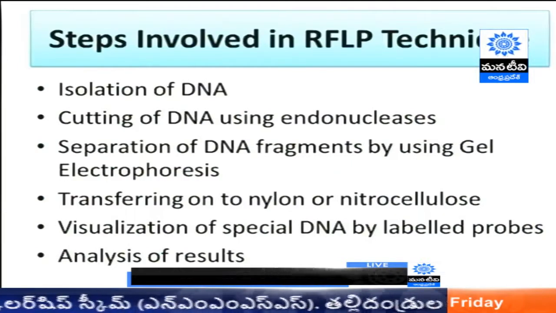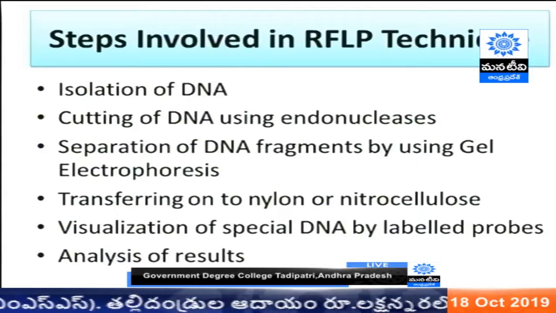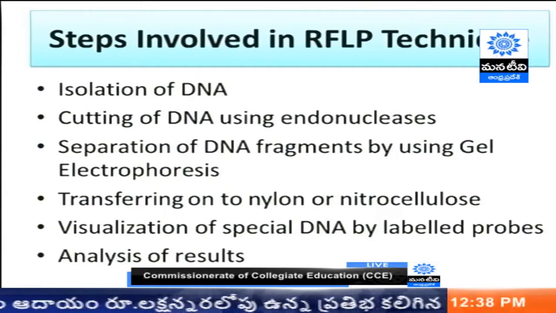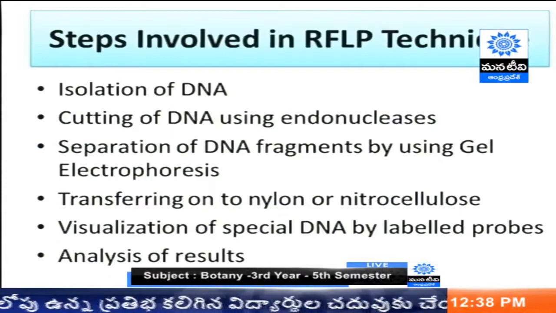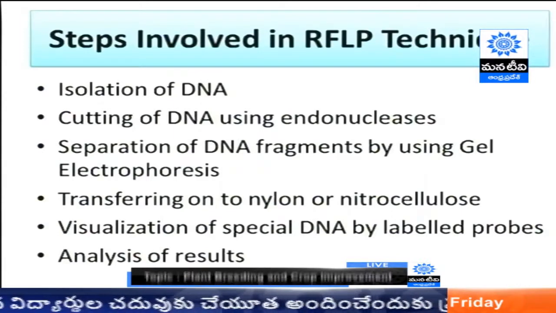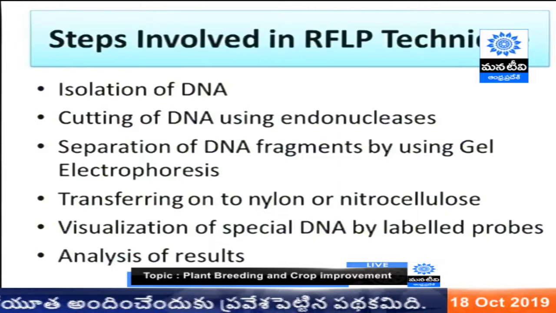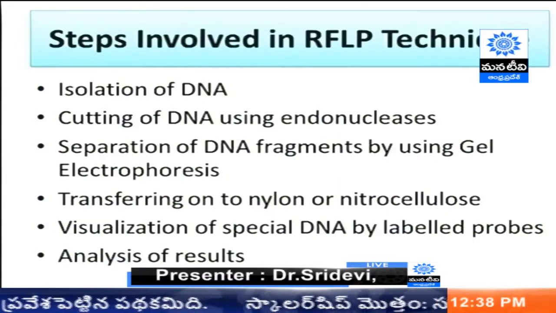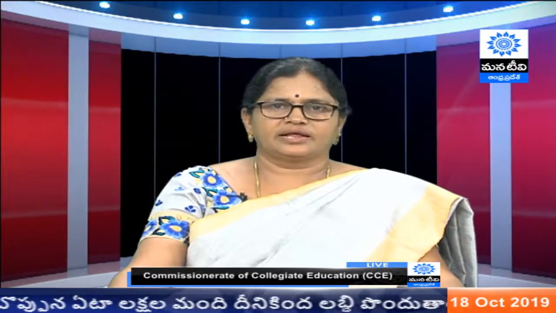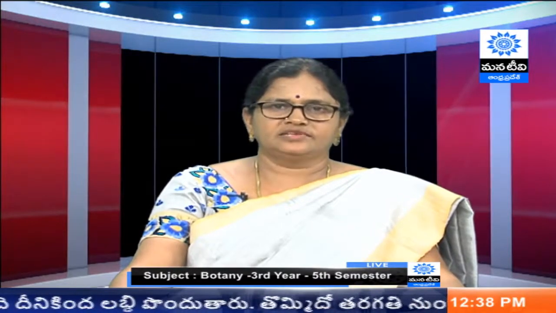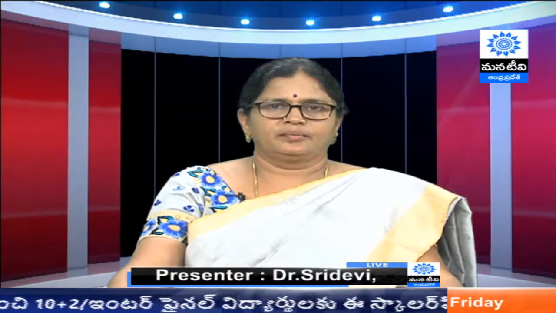The main steps involved in the RFLP technique begin with isolation of the DNA. After isolation, we cut the DNA using endonucleases. Later, we separate those DNA fragments by gel electrophoresis. Then they are transferred to nylon or nitrocellulose paper, which is the material generally used in the Southern blotting technique. Afterwards, visualization of the specific DNA can be done by radioactively labeled probes. Finally, the analysis of the results is done.